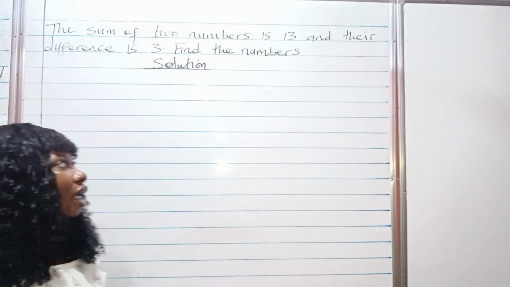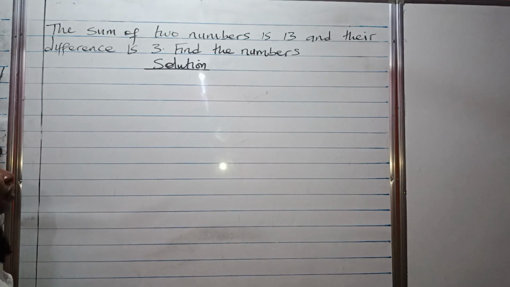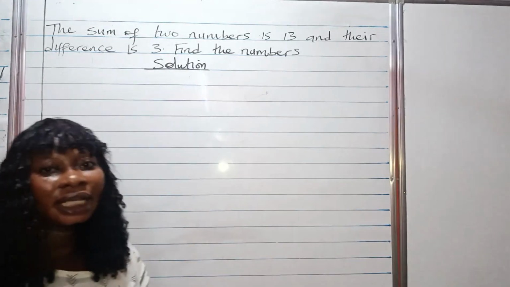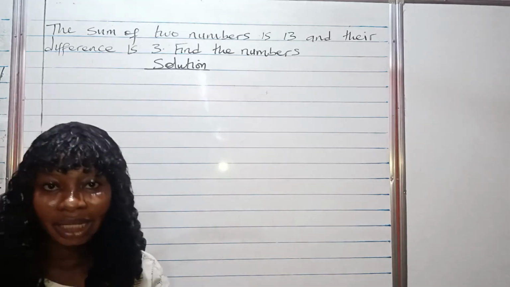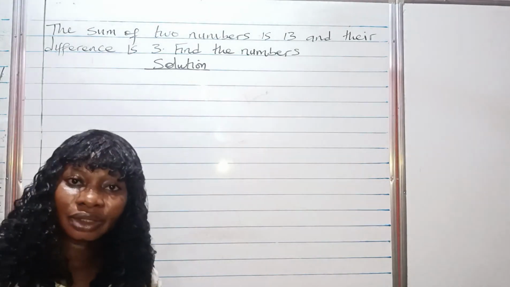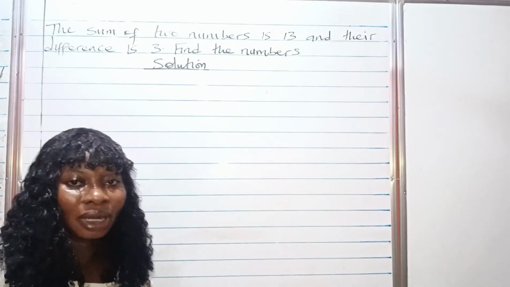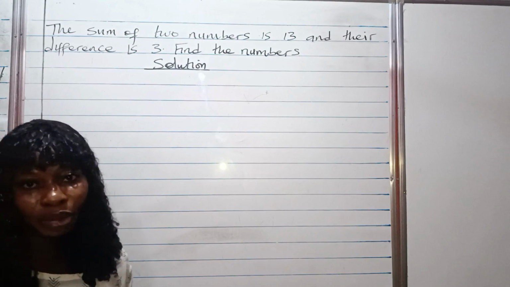Come back. The sum of two numbers is 13 and their difference is 3. Find the numbers. So we want to find two numbers such that when we add the two numbers together, it will give us 13, and when we subtract the two numbers, it will give us 3. In this case, we don't know what the numbers are.